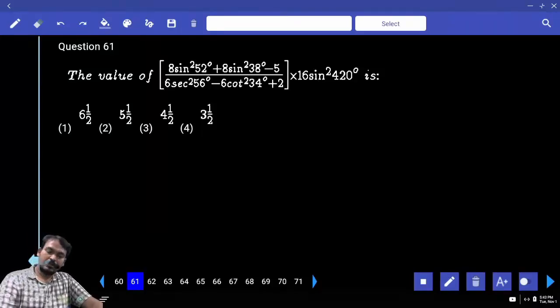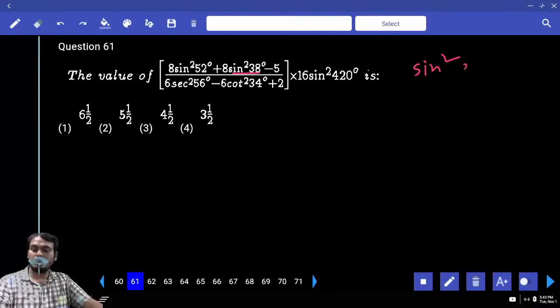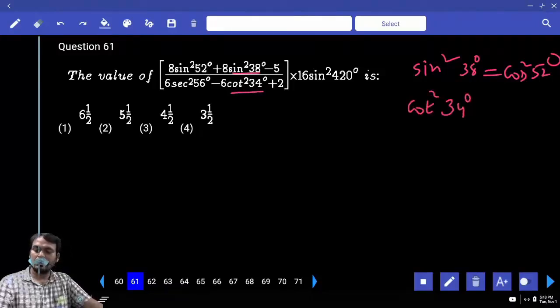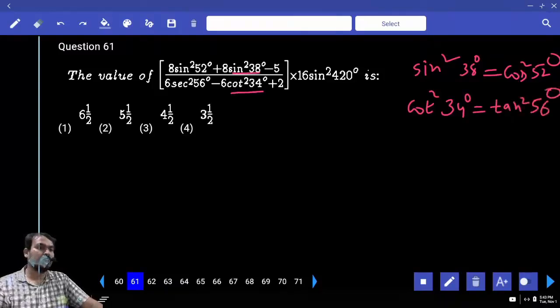Okay. First of all, sine square 38 is also equal to which one? Cos square 52. Okay. Next, cot square 34 is also equal to which one? Tan square 56. Tan square 56.